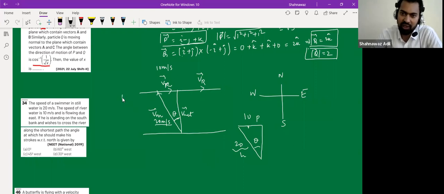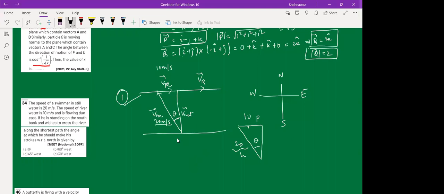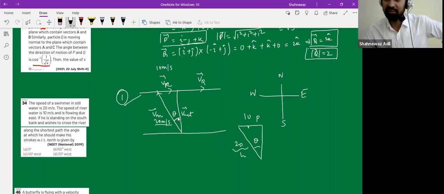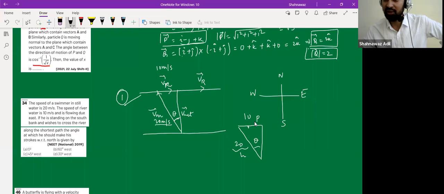First part is clear, na? The diagram is clear, right? Do you guys have any doubt about the diagram? Am I audible? Arpit? Yes, sir. So the diagram part is clear, na? Yes, sir. Okay, so to calculate the theta, what trigonometric identity should we use?